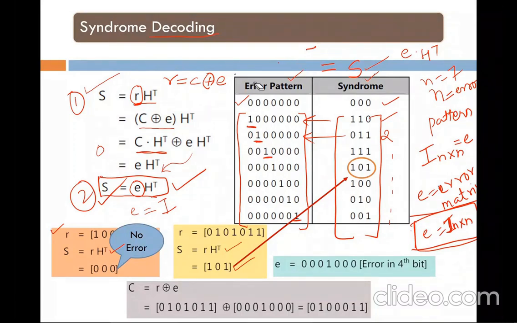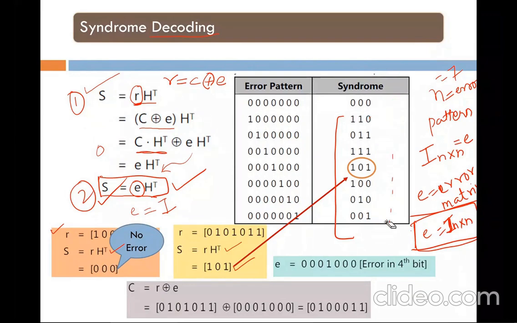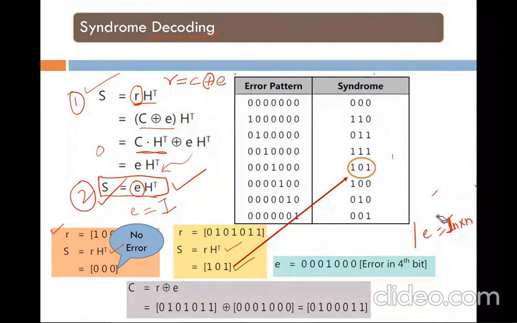So let me erase all this so that there will not be any confusion. Clear screen. Okay. So what we are supposed to do, try to concentrate carefully. This process is important to understand. We got the syndrome as 101. Now we have to find this syndrome in this column of syndromes. So we find it in the fifth row: first is all zeros, then 1, 2, 3, 4, in the fifth row we found this syndrome.